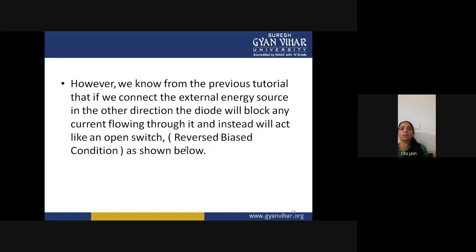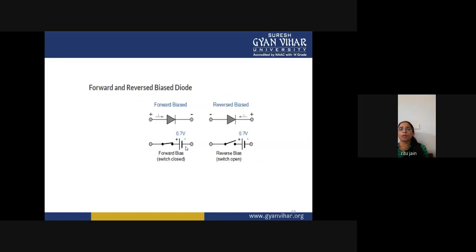In this case, the diode will behave like an open switch. Open switch means there is some voltage you are applying across the diode, but the diode is not able to conduct, so there is no current through the diode. That is called the reverse bias condition. Now, let's come to the next point. You can see the forward and reverse bias conditions. This is your forward biasing, and this is your reverse bias condition.